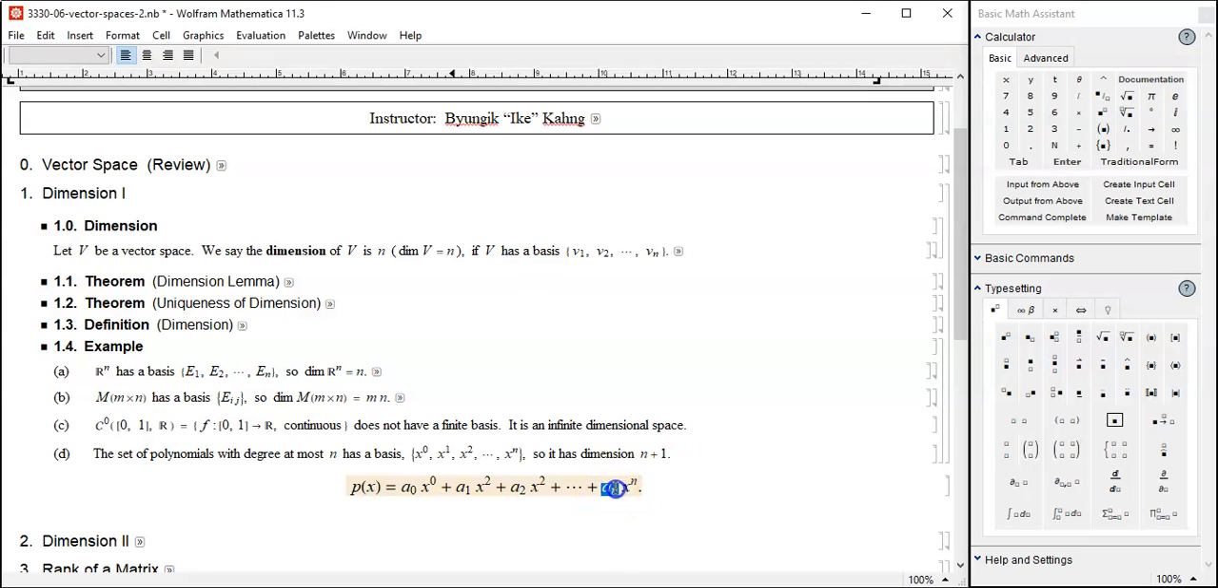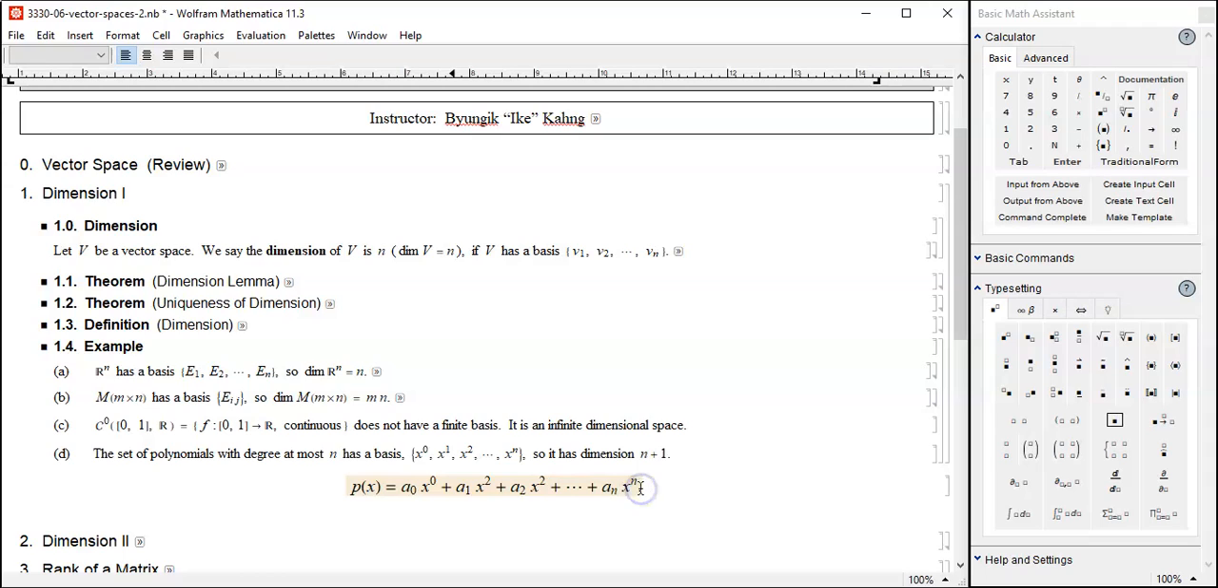Now, if the last coefficient an is 0, then the degree is less than n. It could be n minus 1 or even smaller. For example, if everything after a2 is all 0, then we have just a quadratic function, and that has degree 2, excuse me.